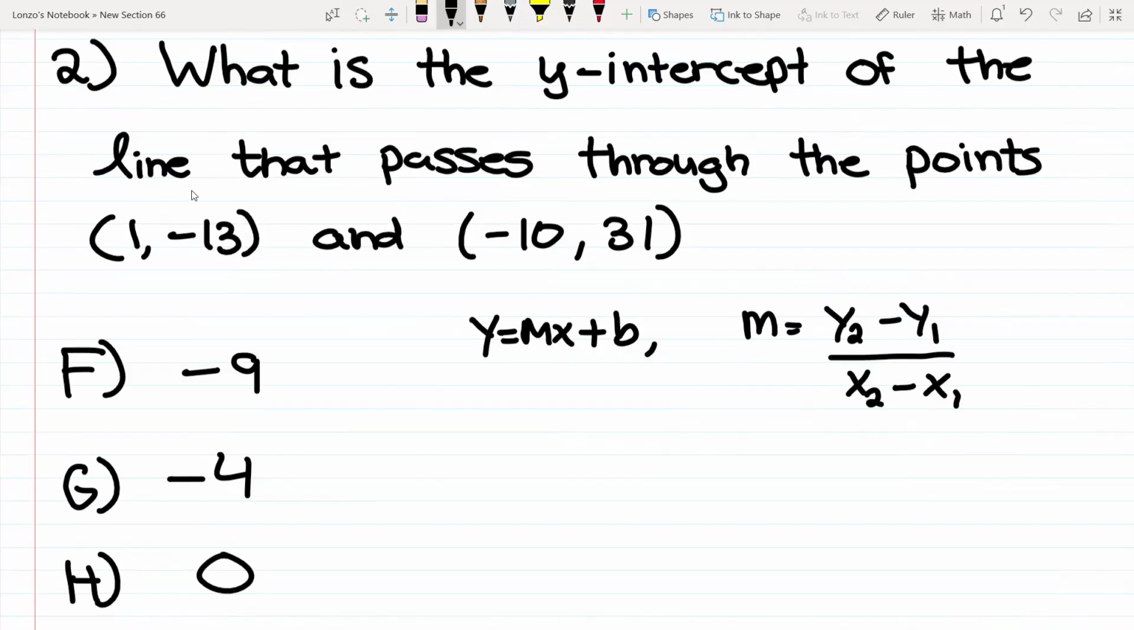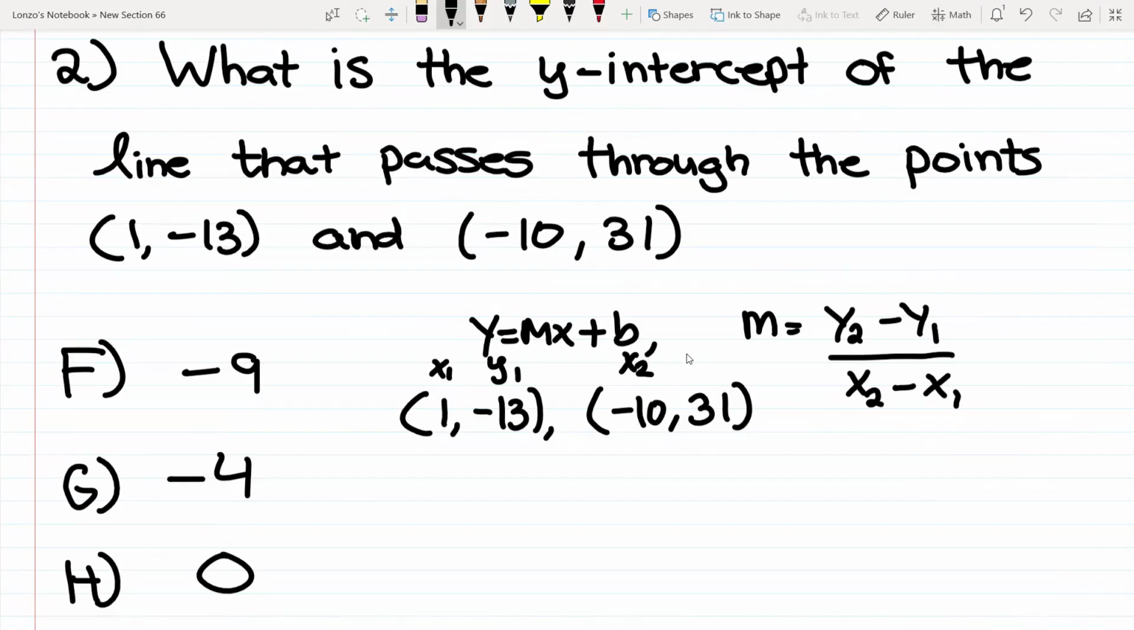Okay, so we have 2 points. We don't have the slope, so let me write out our 2 points: 1 comma negative 13, negative 10 comma 31. I'm going to label these x1, y1, x2, y2. So what is my y2? This is why I label it, so I don't get confused. My y2 is 31 minus my y1, which is negative 13. My x2 is negative 10 minus my x1, which is 1.